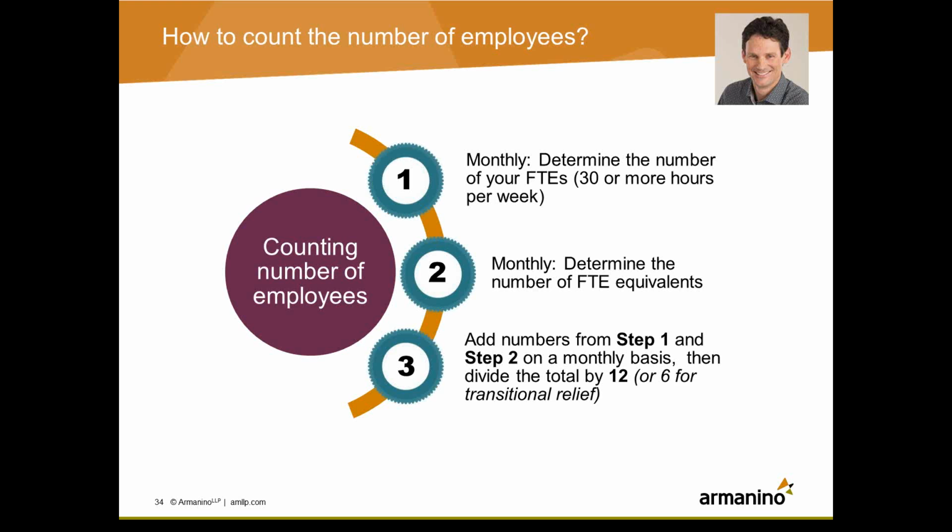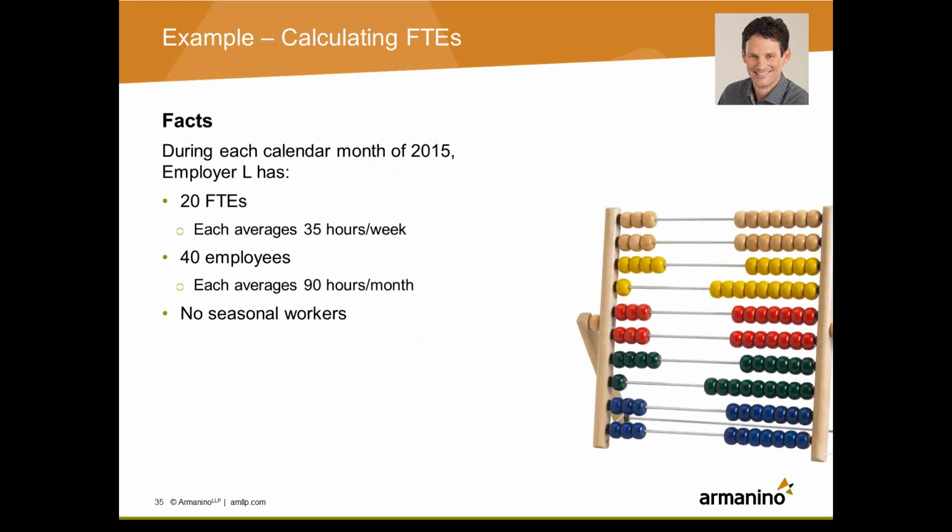So let's look at an example of that. Here are our facts. So we have 20 full-time employees that are averaging at least 35 hours a week. We also then have an additional 40 employees that are not working the 30 hours per week, and in fact they average 90 hours during the month. Then there's no seasonal type employees that we get to back out of this. So that's our facts. Let's go through that calculation.